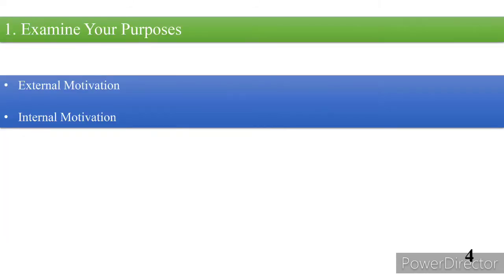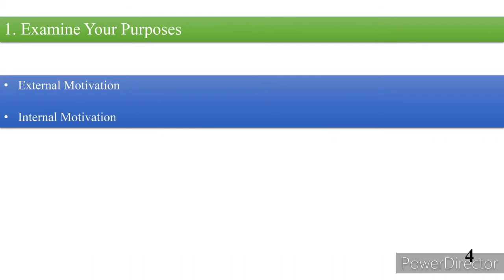Now we will discuss the core objectives of pre-writing. The first one is examine your purpose. There are two purposes for writing. One is external motivation, and the other one is internal motivation. So what is the external motivation? For example, if someone has requested the correspondence, then your motivation is external.